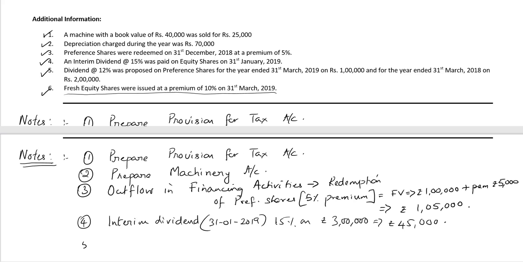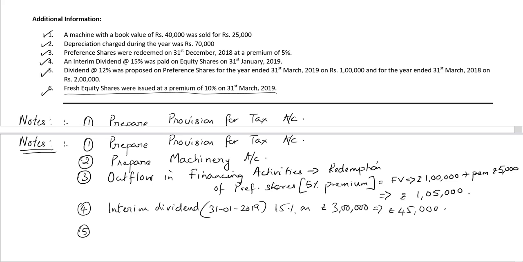We'll move on to the fifth point. It says dividend at 12% was proposed on preference shares for the year ended 31st March 2019 on rupees 1 lakh and for the year ended 31st March 2018 on rupees 2 lakh. Now we always need to provide and pay the previous year's proposed dividend. So we'll provide and pay for the previous year's dividend.